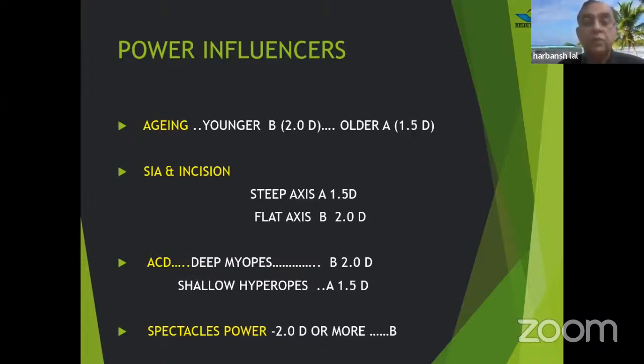I'll go with the plus 2 diopter toricity correction. If it's a hyperope and the anterior chamber depth is 2.2, I'll go with 1.5.